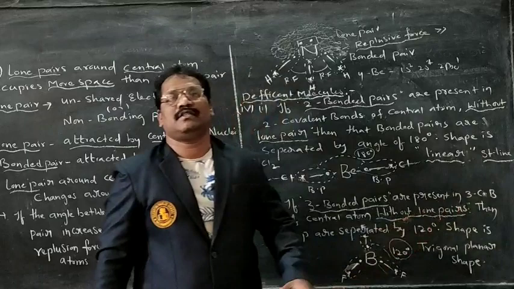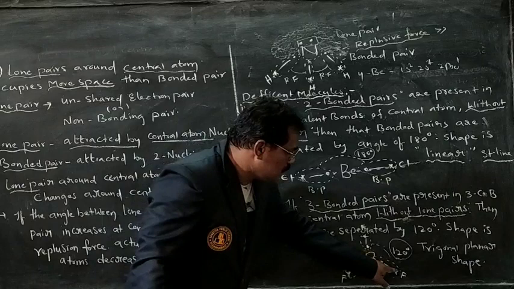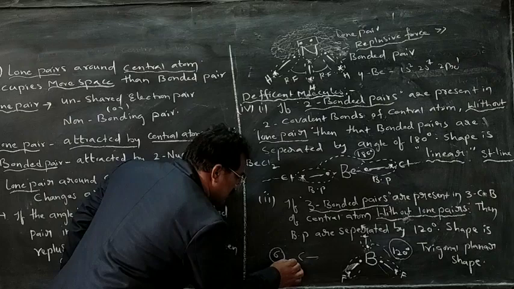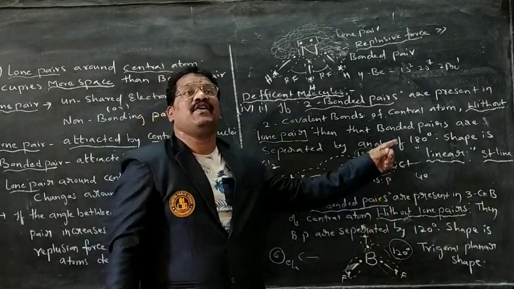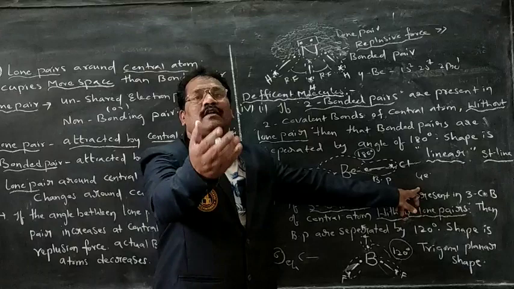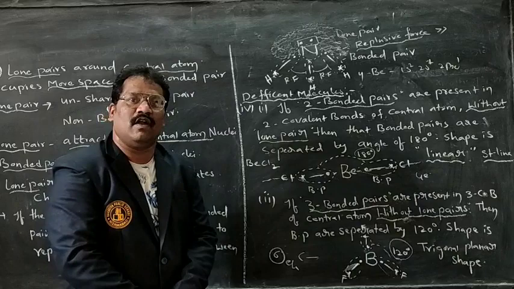Here also, boron has 6 electrons: 1, 2, 3, 4, 5, 6. It is also 2 electrons short. When it comes to beryllium chloride, it has 4 electrons there. 4 electrons as well as 6 electrons. This is a deficiency of octet configuration. Here it is 4 electrons short, and here, with 6 electrons, it is 2 electrons short.